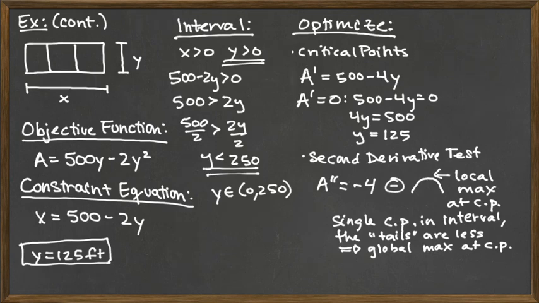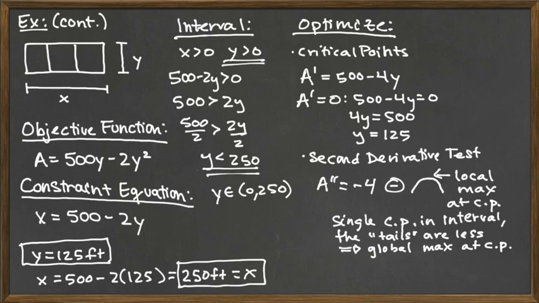Well, we can go back to our constraint equation. We have x is equal to 500 minus 2 times y, and y we decided was 125. So what that's telling us then is we've got 500 minus the 2 times 125, which would be 500 minus 250, which would then be 250. So 250 feet is what our x is going to be.